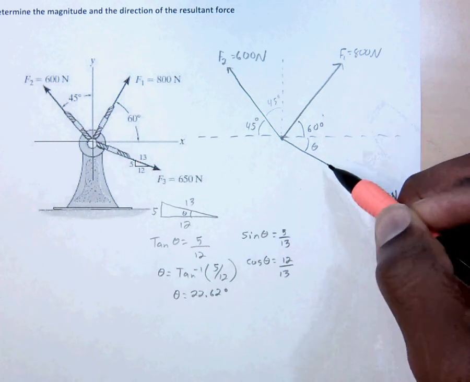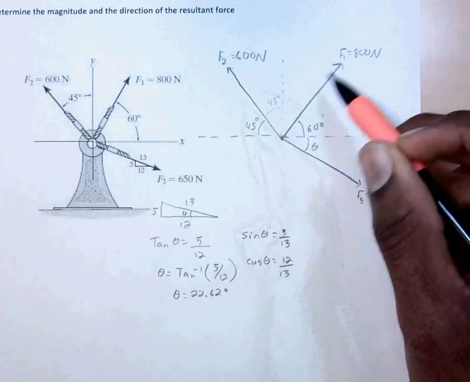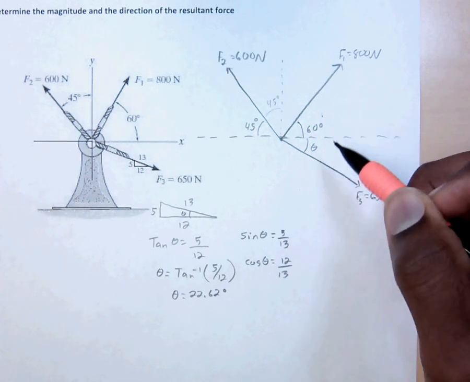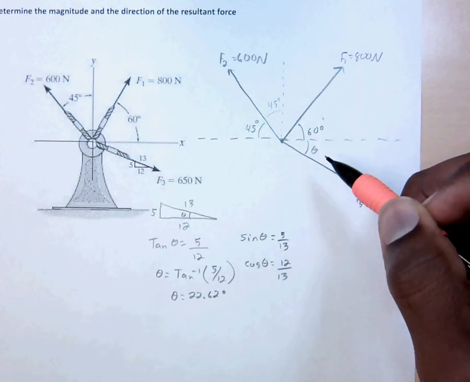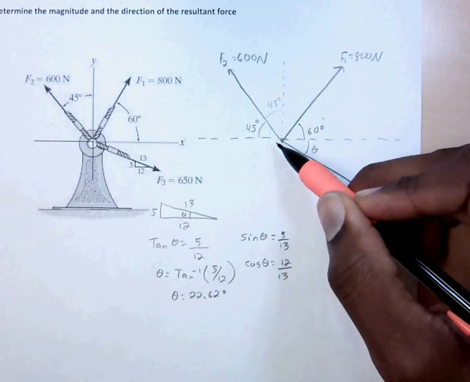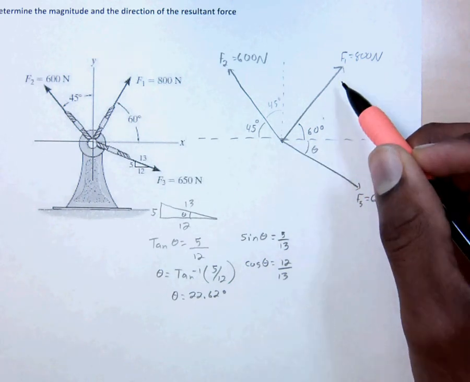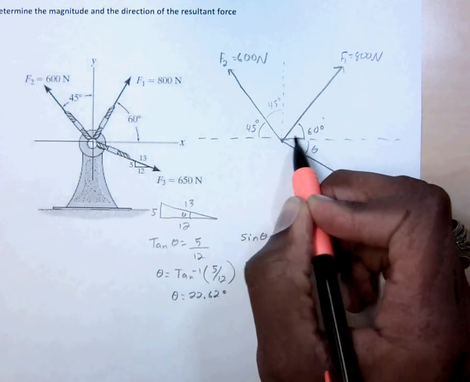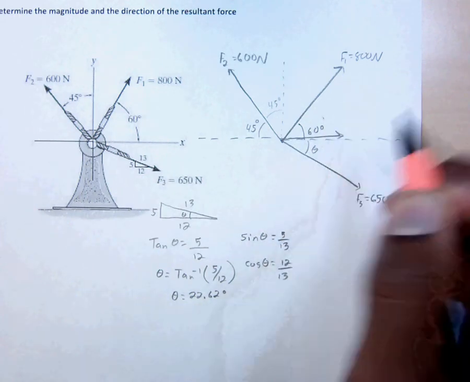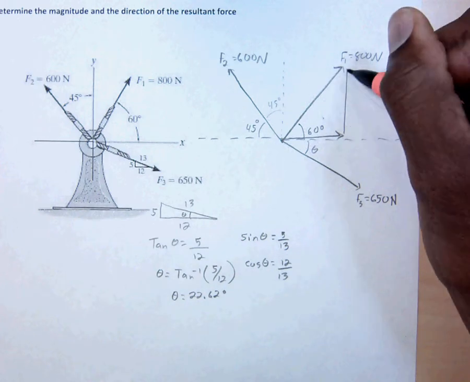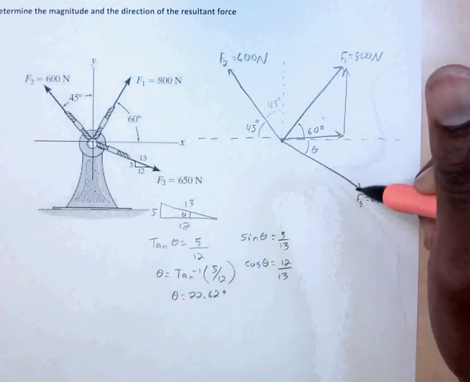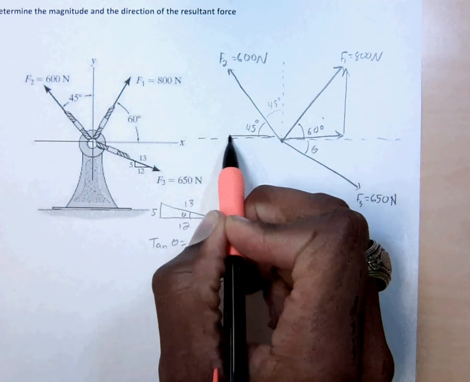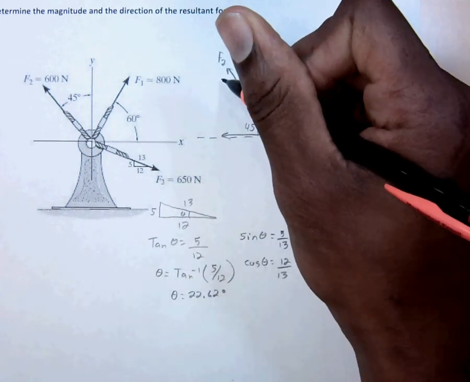Okay, and so now I have all the angles for each one of my forces. Now it's time to resolve these forces into rectangular components. Okay, that means that each force is going to have an x component and a y component. So for force number 1, there's going to be an x component here and a y component here. Force number 2, there's going to be an x component here and a y component here.